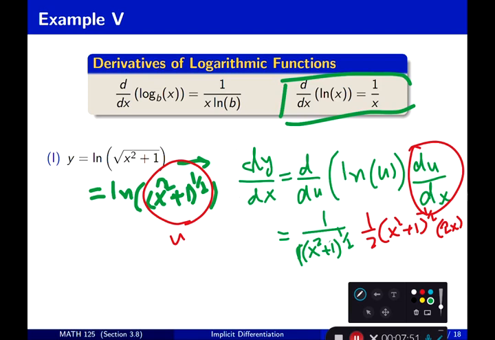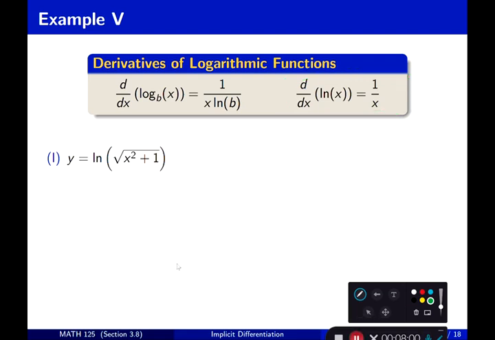There's another way using your logarithmic laws, and so let's do that one also. A more efficient way of solving this is using the laws of logarithm. By laws of logarithm, because it's x squared plus 1 to power 1/2, the 1/2 is going to come to the front. It would be 1/2 natural log of x squared plus 1.